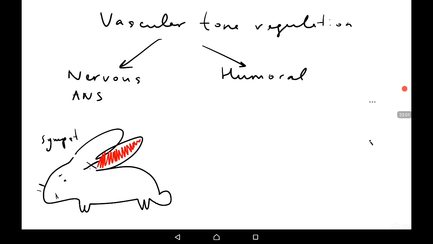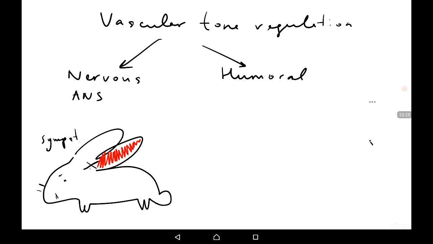So it's the nervous regulation of the vascular tone. Now it's also clear that during this high stress the person gets pale because blood vessels constrict. Now, humoral regulation of the vascular tone. Here we have many hormones and factors, metabolites, which adjust the vascular tone.